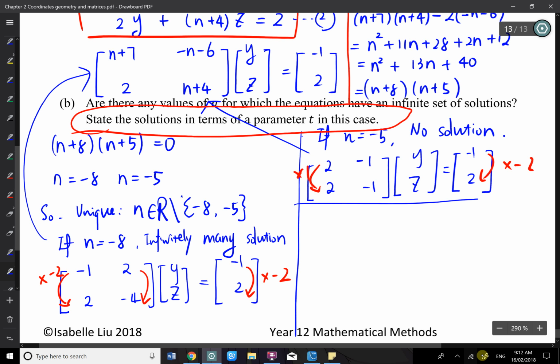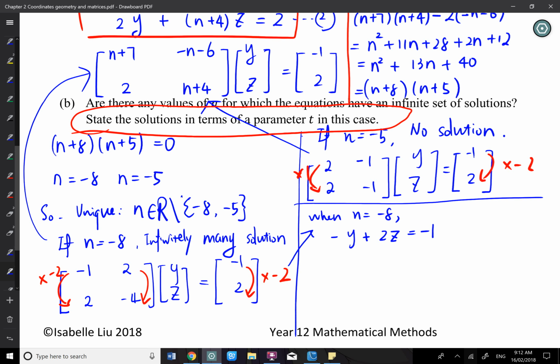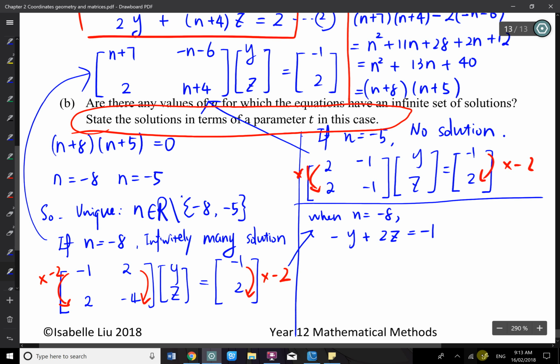We'll say when n equals to minus 8. Okay, according to this matrix, we have minus y plus 2z equals to minus 1. Okay, minus y plus 2z equals to minus 1. So what I will have here is, I'll say y equals to 2z plus 1. Okay, y equals to 2z plus 1.